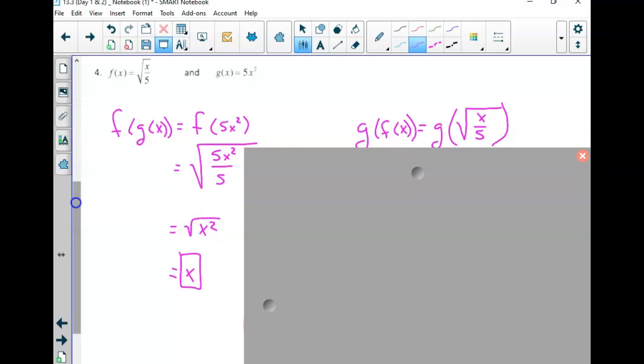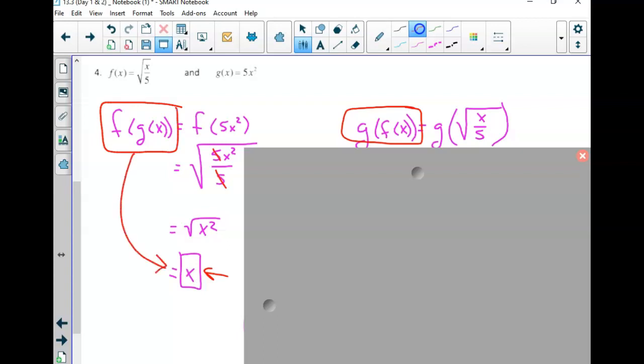Okay, I'm plugging g into f. And what I'm seeing here is going on first is these 5's reduce out, so I'm really taking the square root of x squared, which is just x. Well, when I plug f into g now, because remember, this one time is not enough. I need both of these composition functions. That one and that one both have to just equal x. One is not enough. It's got to be both.